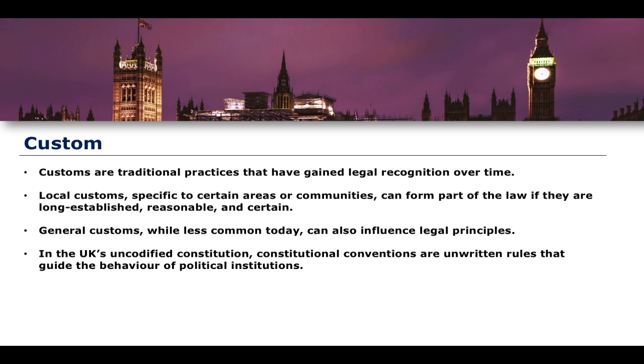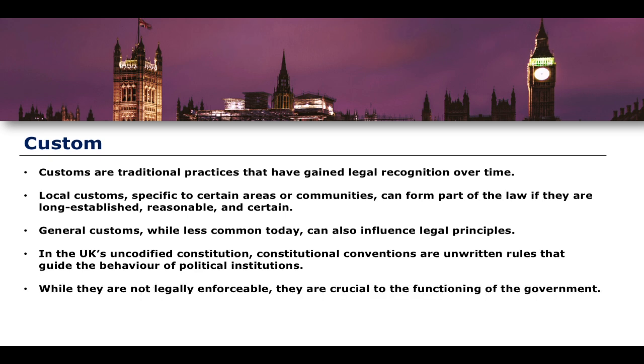Conventions, on the other hand, are what are known as unwritten rules which will guide the behaviour of political institutions rather than be legally binding. This is owing to the fact that the United Kingdom has an uncodified constitution. The constitution is not all written down in one place, like the US Constitution, for example, where you have a single document that is the US Constitution. And one of the things that forms the source of the UK's constitution is this idea of constitutional conventions. They're not legally enforceable, but they are crucial to the functioning of government.